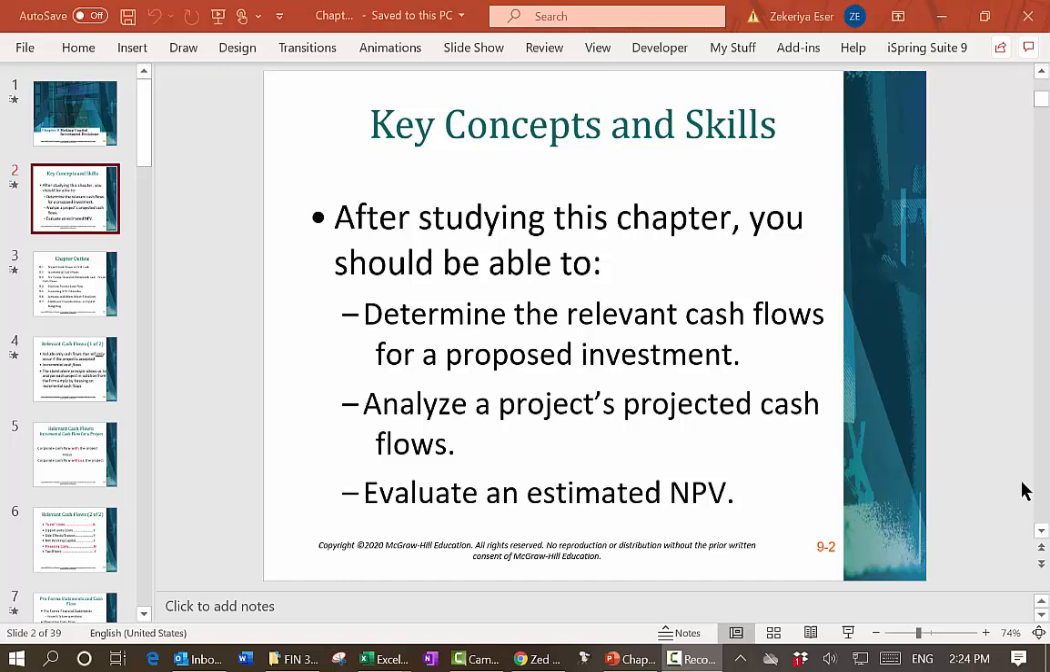This is chapter 9 of your textbook, and for Finance 301 students, chapter 9 of your Finance 300 textbook. We're going to basically talk about how to evaluate an investment project in this chapter. We're going to determine what are the relevant numbers to determine the cash flows for the project. And once we have those numbers, we can calculate the cash flow from the project and make a decision using some of the investment criteria we developed in the previous chapter.